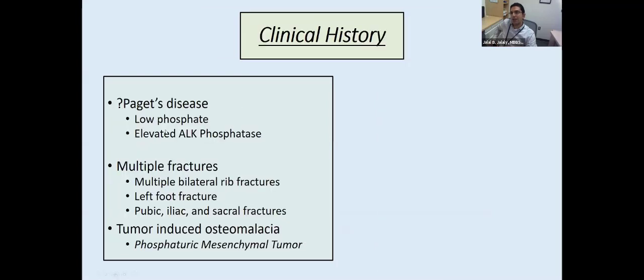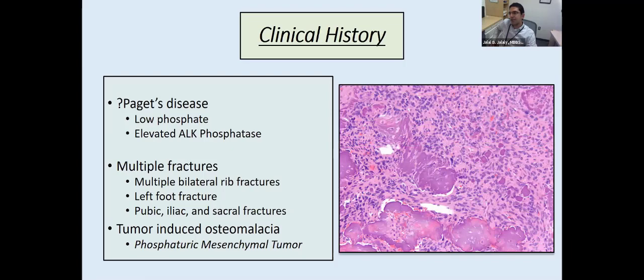So this patient apparently has a history of a Paget's disease-like diagnosis. The patient has a low phosphate and elevated ALK phos. He had multiple fractures in the past, including multiple sites, as you can see here. So certainly, these findings raise the possibility of a phosphaturic mesenchymal tumor, because these tumors will induce osteomalacia. But typically, these tumors in the bone and soft tissue will have extracellular matrix material that gets deposited, and that's something that we did not see in this case.